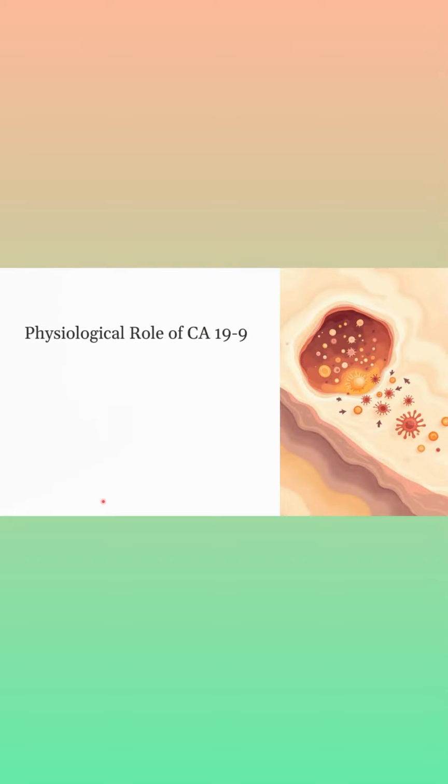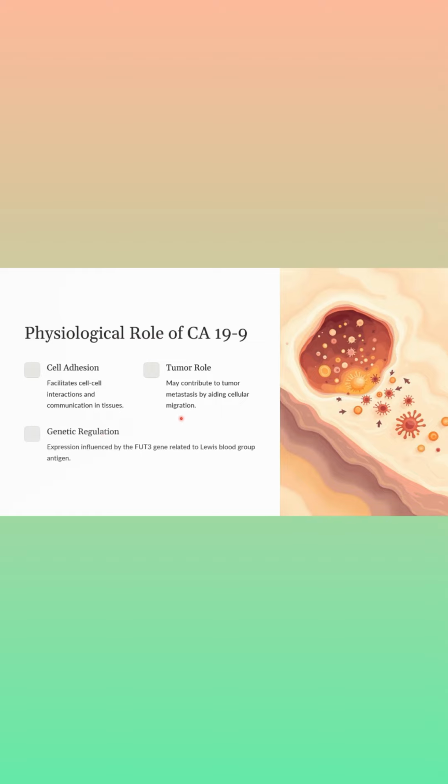So what is the physiological role of CA 19.9? It has a role in cell adhesion. It facilitates cell interactions and communication in the tissues. Regarding its role in tumor biology, it contributes to tumor metastasis by aiding cellular migration. And its genetic regulation is influenced by the FUT3 gene, which is related to the Lewis blood group antigen.